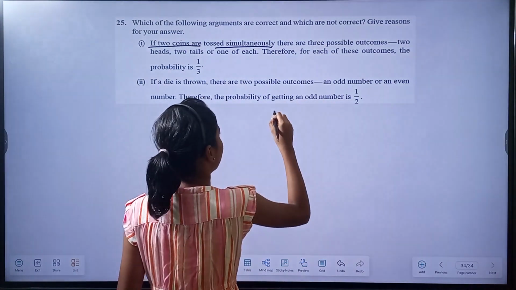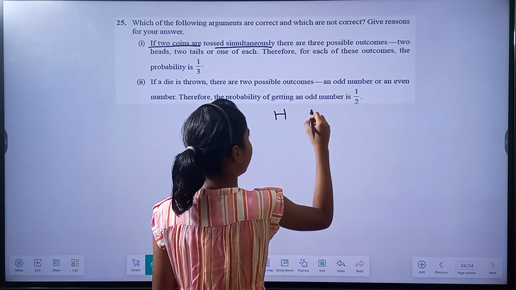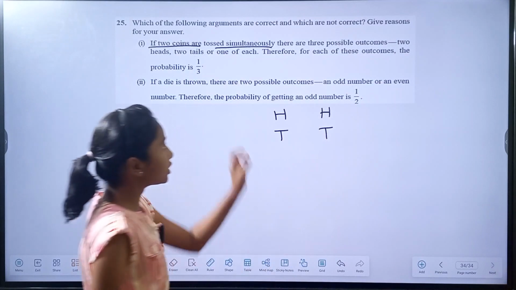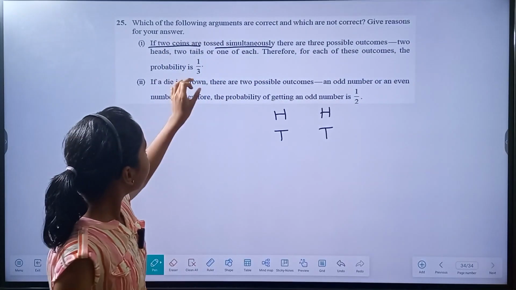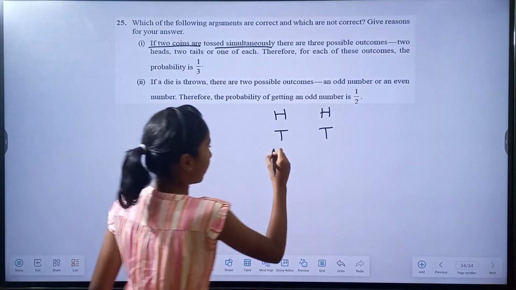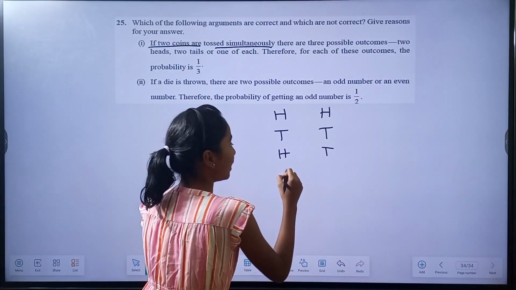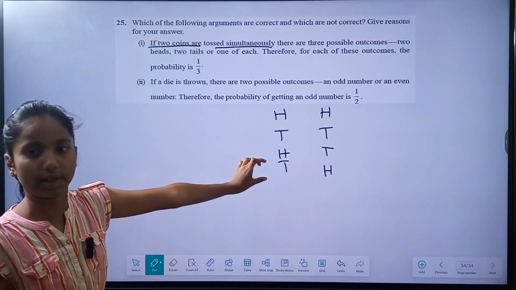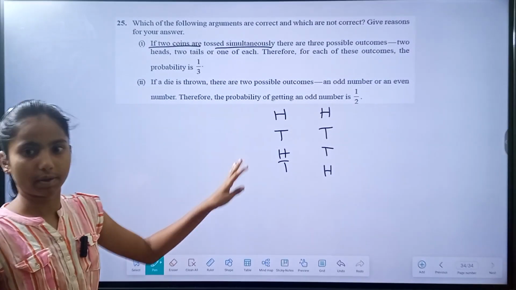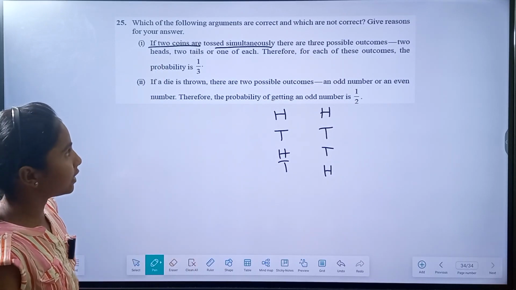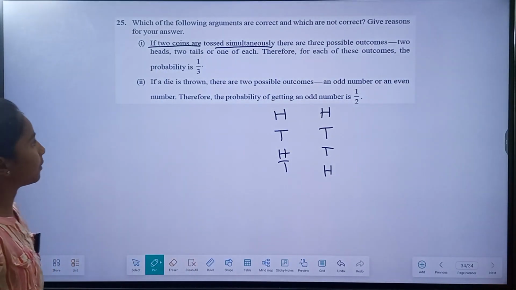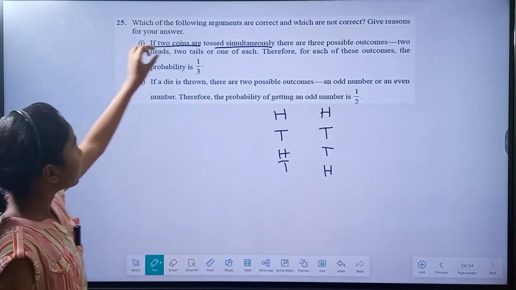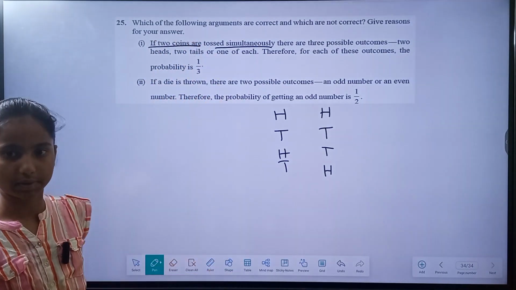First one, it can be head. Both head is correct. Both tail is also correct. And the other one is one of each, head and tail. But it can also be tail and head, so in one of each you have to consider both cases. So it is four outcomes, but they have given three. Therefore, for each of the outcomes, the probability is 1/3. These all outcomes have equal probability only, but it is not three outcomes, it is four outcomes.